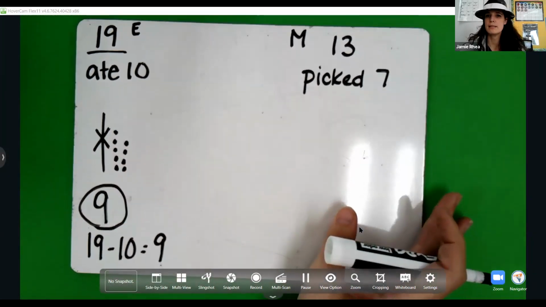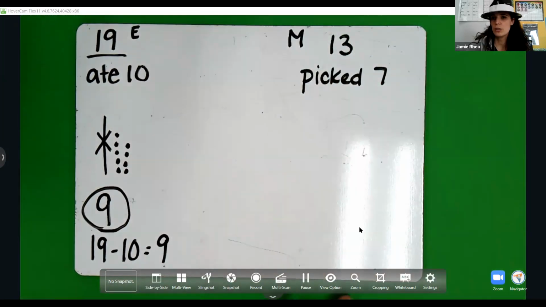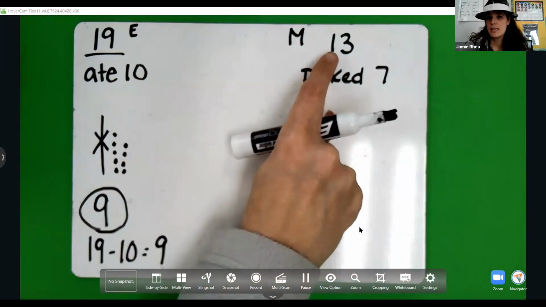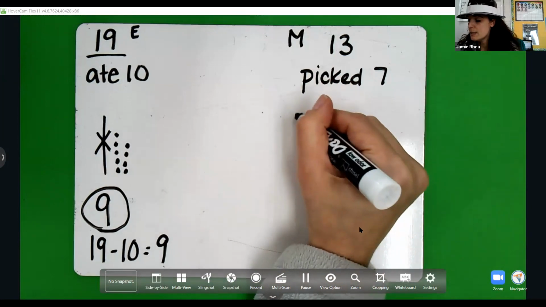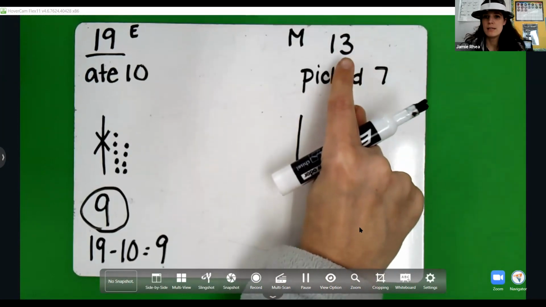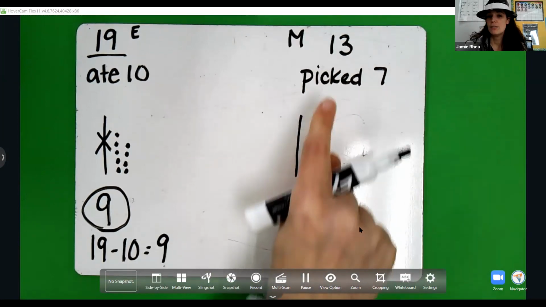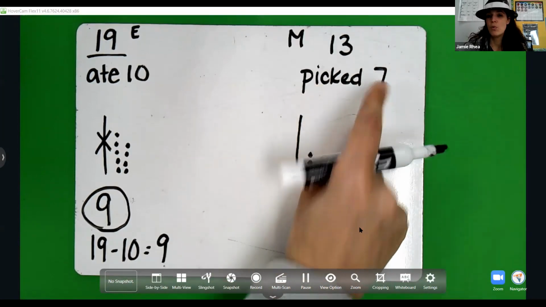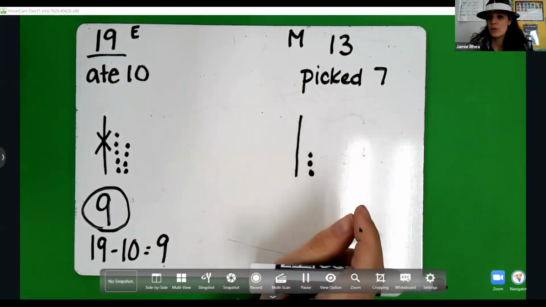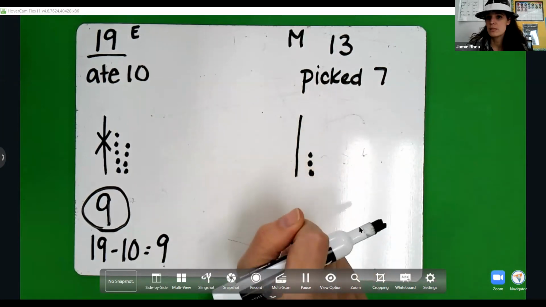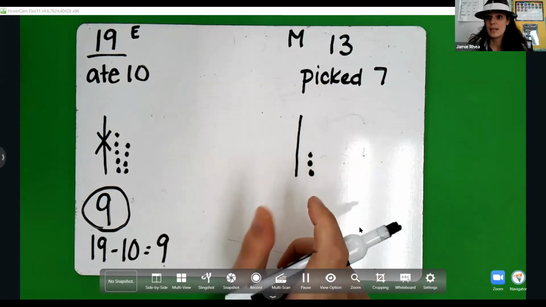So let's look at Mike's. Mike had 13, so let's draw 13. How many 10s does he have? He has 1 10. How many 1s does he have? 3 1s. 1, 2, 3. Now, if he picked 7 more, I need to add 7 what? 10s or 1s? I need to add 7 1s.